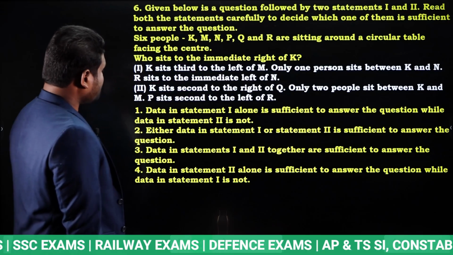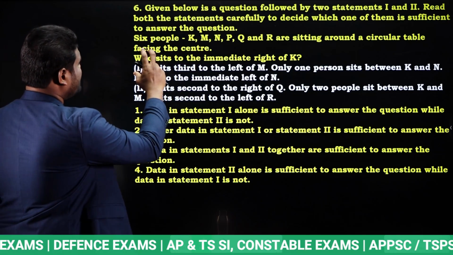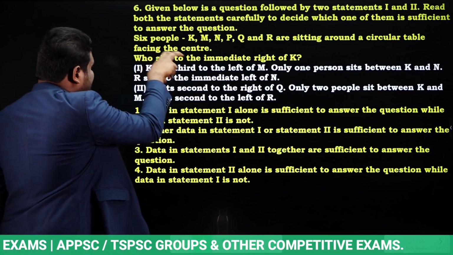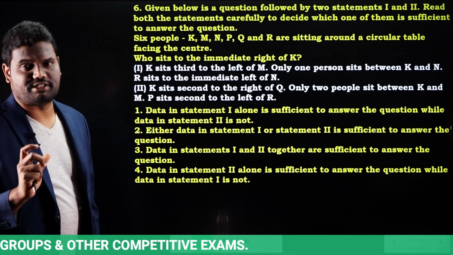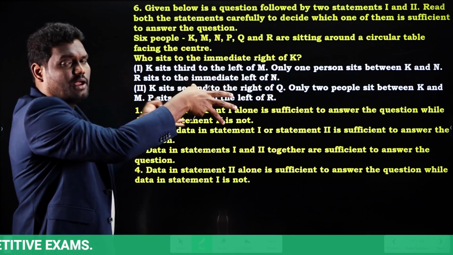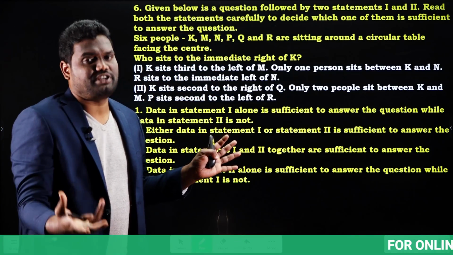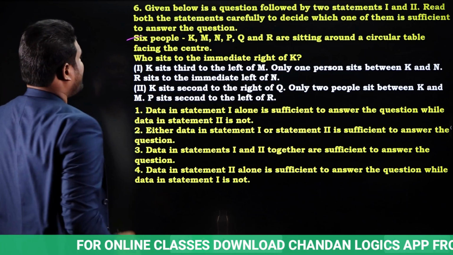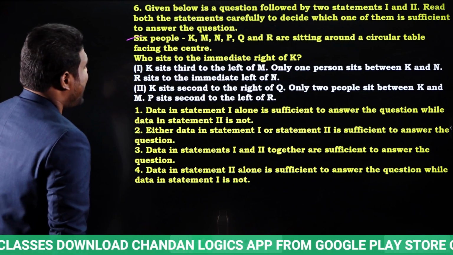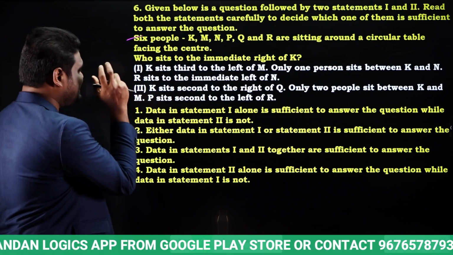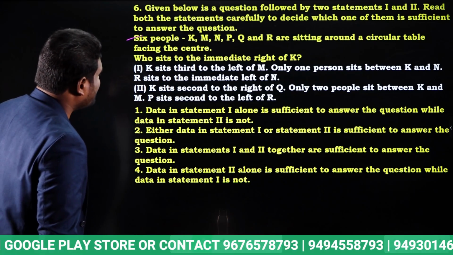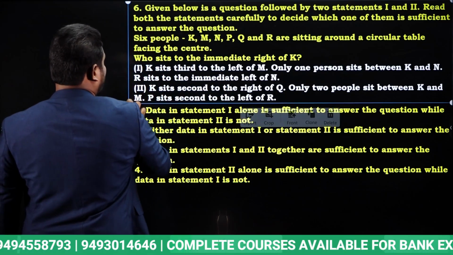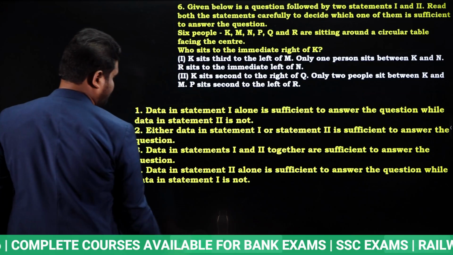Okay. Next one. This question is based on seating arrangement, and the question is based upon data sufficiency. So the concept here is seating arrangement, but the question is asked based on data sufficiency. Okay. Look at the question. 6 people K, M, N, P, Q and R are sitting around a circular table facing the center. Who sits to the immediate right of K? So the question is asking who sits to the immediate right of K.